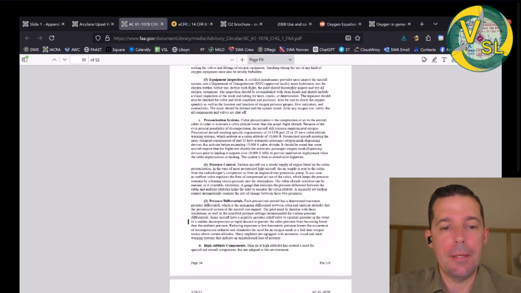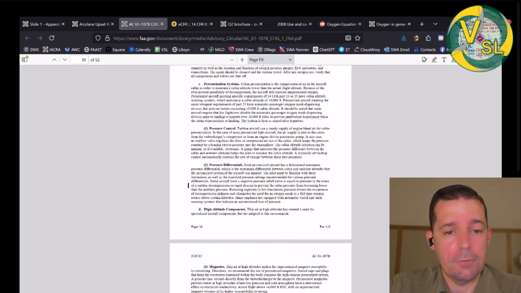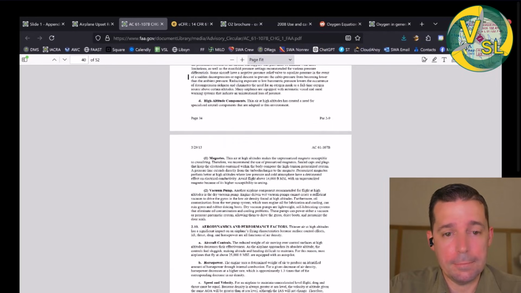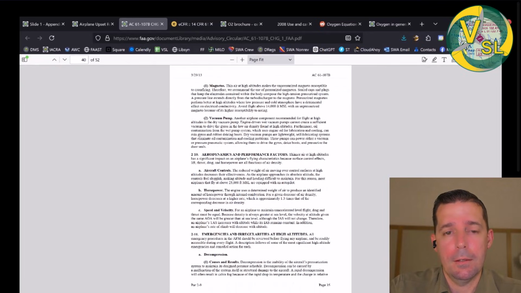All right, so on page 34 of the AC, this is where it talks about your pressure differentials and your pressure control in turbine aircraft versus piston aircraft. Another thing that doesn't get talked about is the fact that if you're in a piston-driven aircraft, you're also going to have pressurized magnetos.